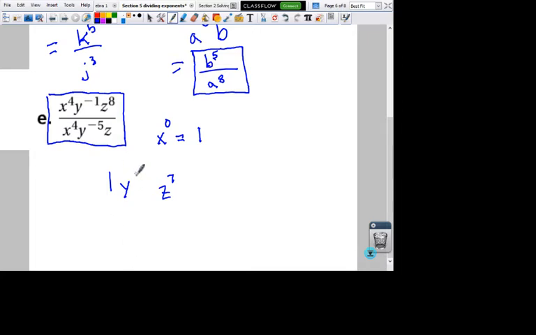Y to the positive 4, because you didn't finish it. It's the negative 1 minus negative 5. What's minus negative, really? Positive. Plus positive. That's really negative 1 plus 5, which is 4.